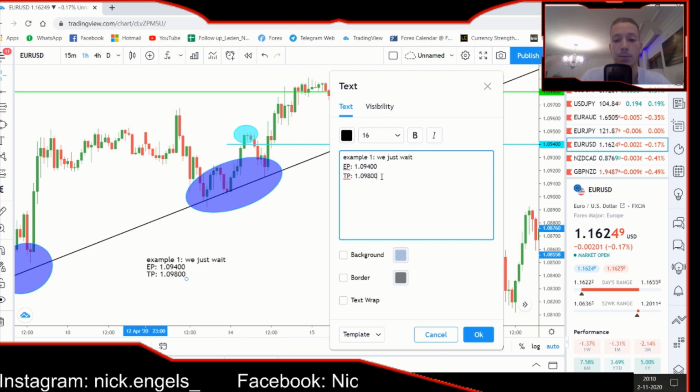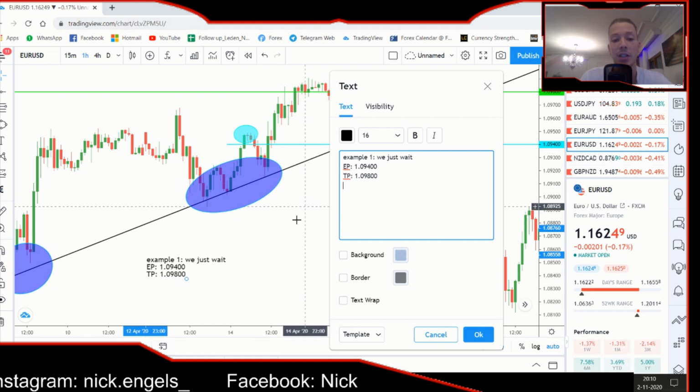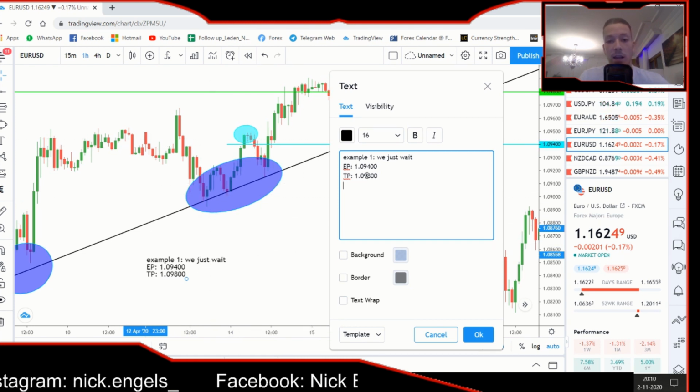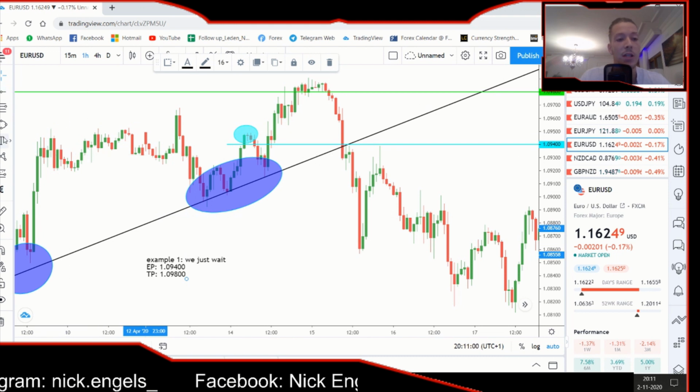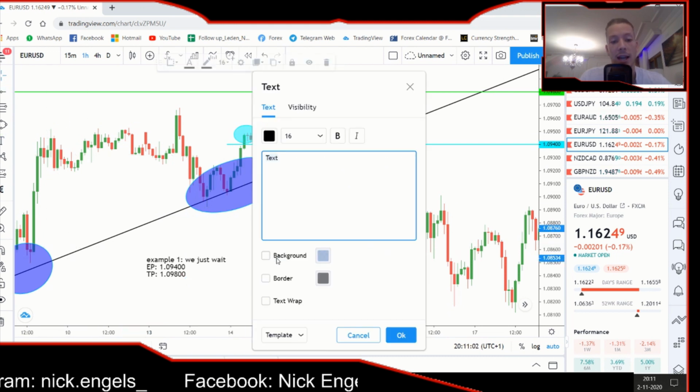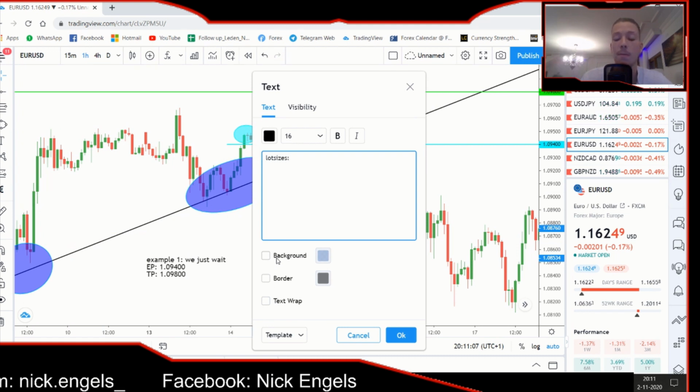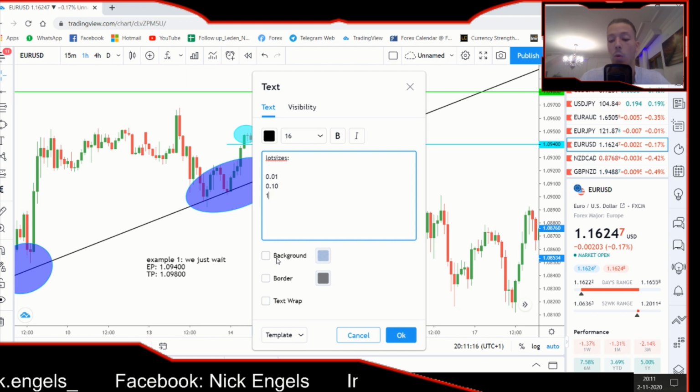All right. Now what happens in our first example is we just wait. Imagine that we take this trade. If we take a trade in general, and this is a little bit of risk management, we have a couple of options, and this is what we call lot sizes. We have three mainstream categories of lot sizes. We have the 0.01, we have the 0.10, and we have the 1.00 lot size.